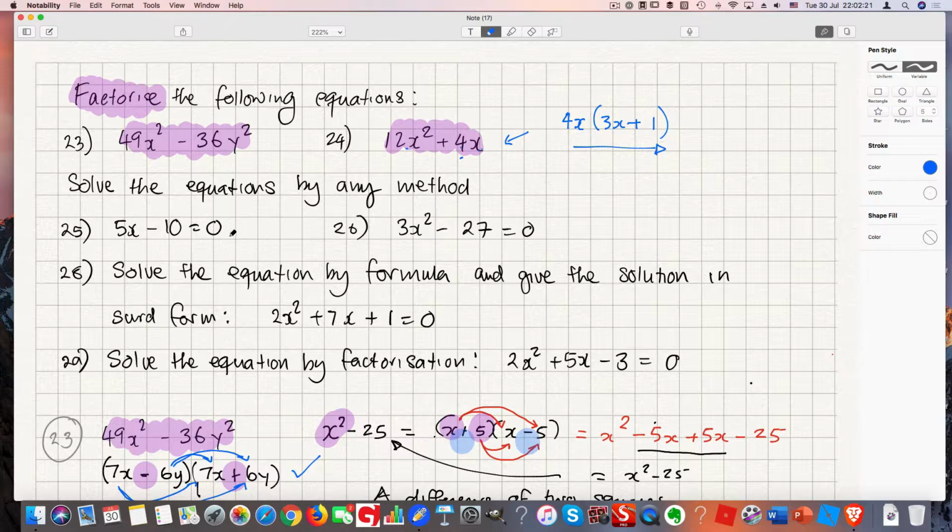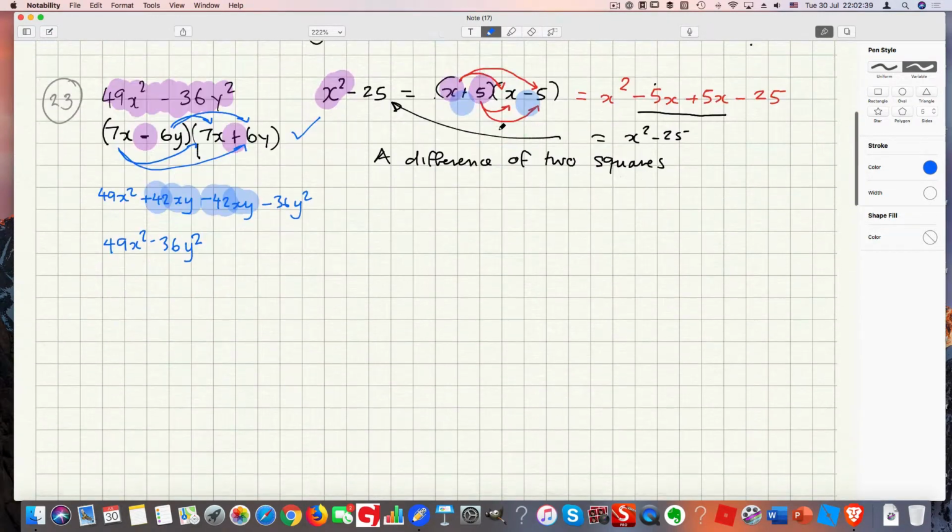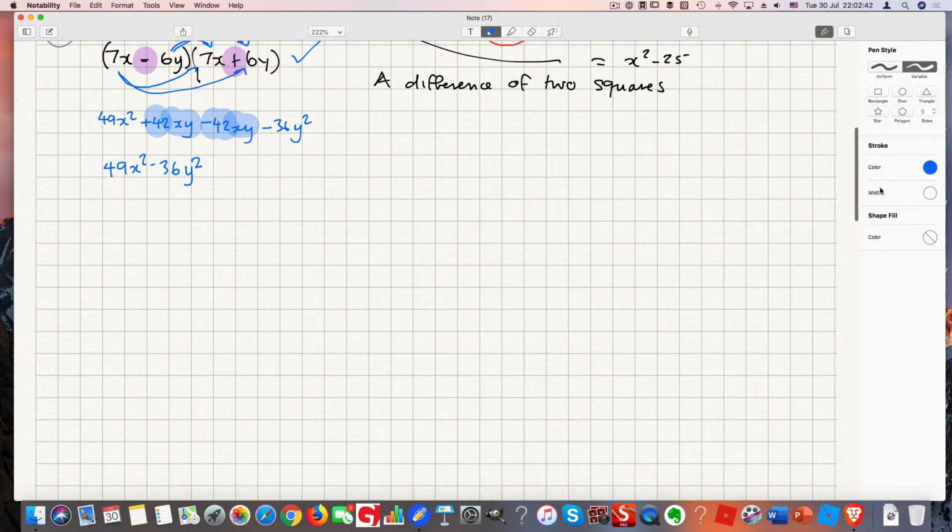Number 25, I think I can do it here as well. It's better to do it this way. We need more space. Number 25 says 5x take away 10 equals 0.